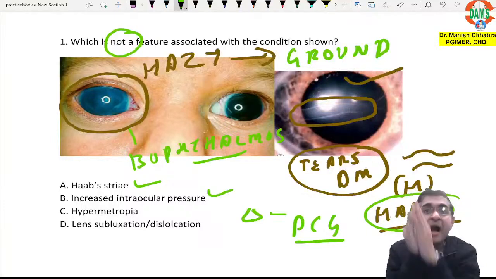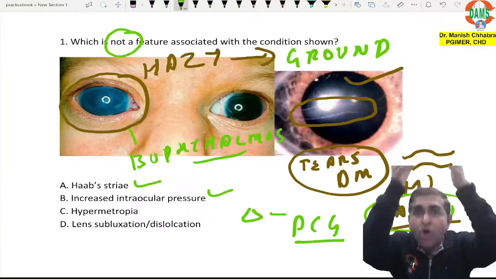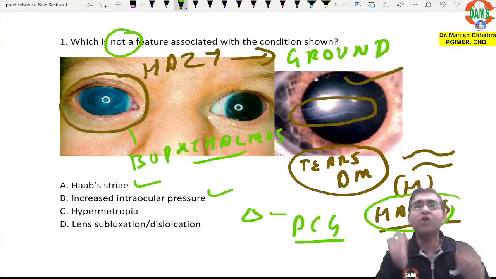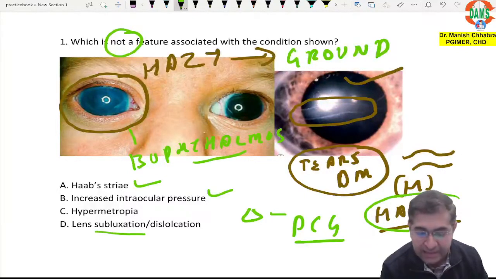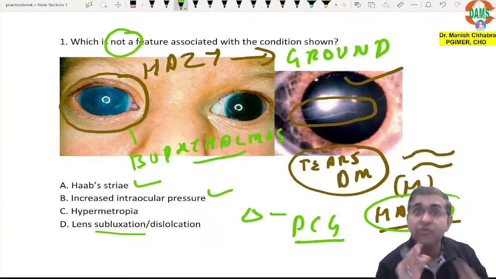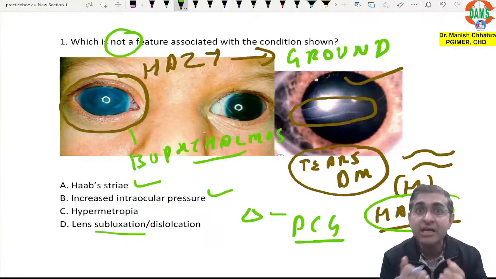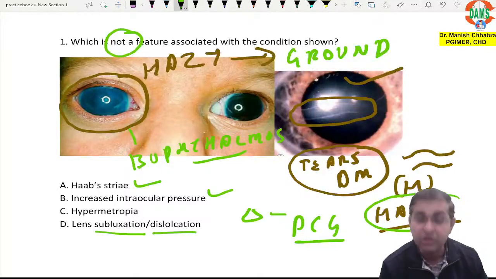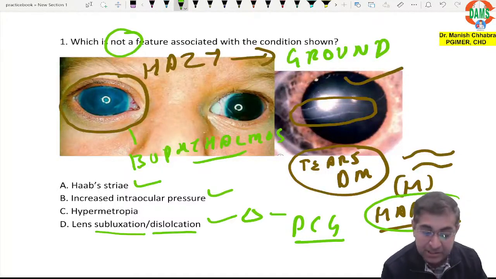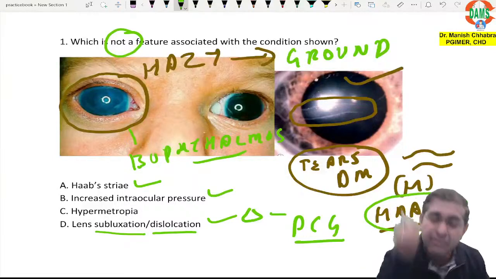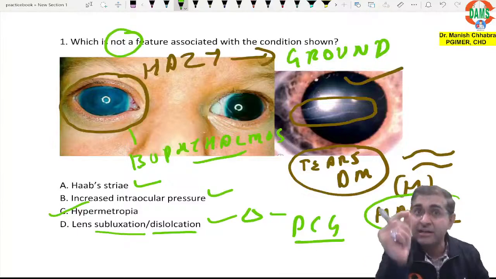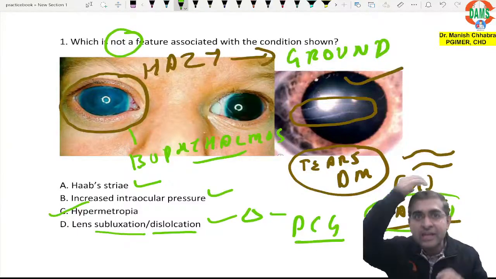So if part of the lens is in the normal anatomical position and part of the lens is outside the normal anatomical position, you call it subluxation. If the entire lens is out of its normal anatomical position, it is known as dislocation. So this also happens. So the answer by elimination is hypermetropia.